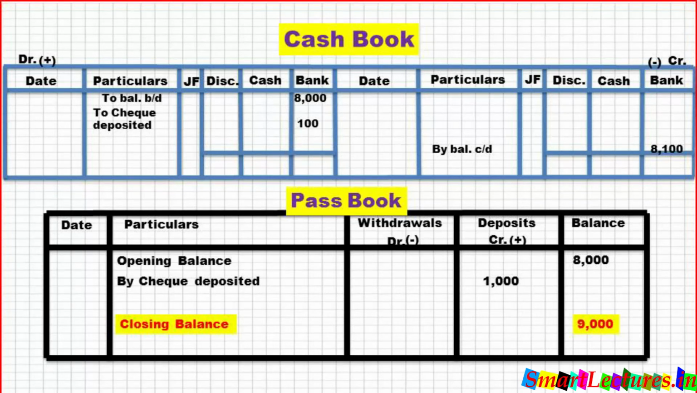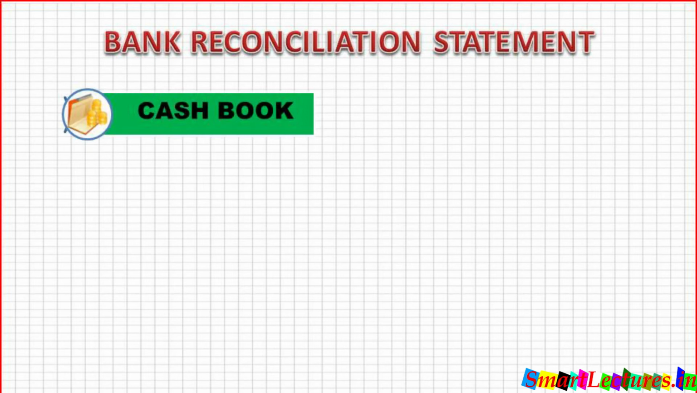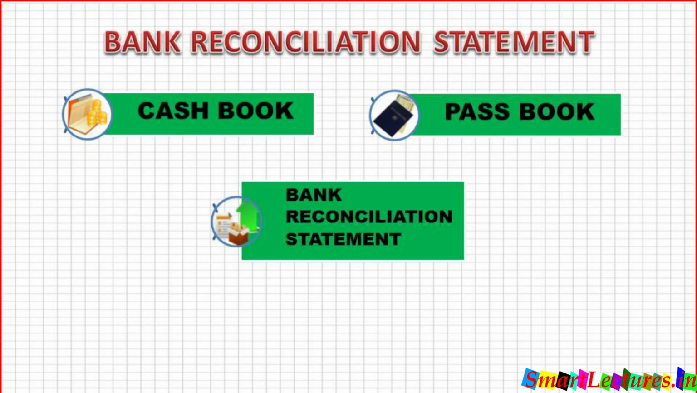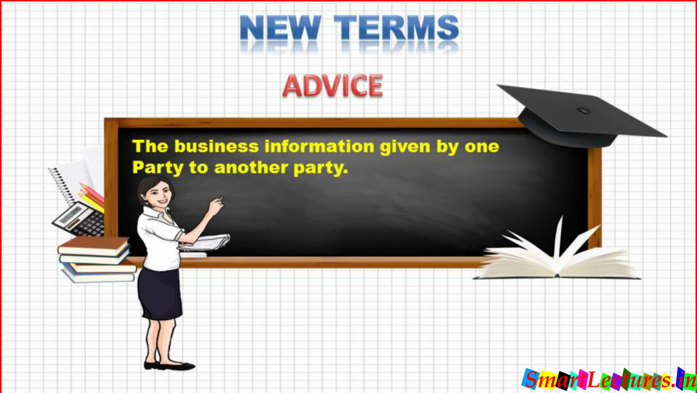Please be careful. Whenever we prepare a bank reconciliation statement, three things are placed before the accountant: number one, the cash book; number two, the passbook; and number three, the bank reconciliation statement. Let me also explain some new terms. You might find the word advice given by the bank. In accounting, advice means business information given by one party to another.